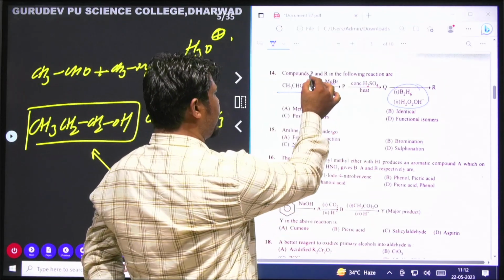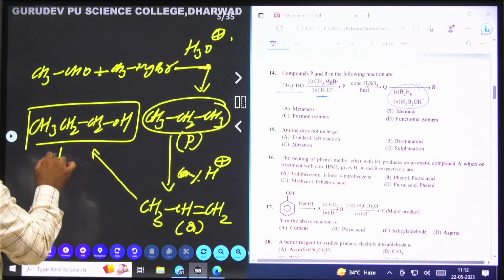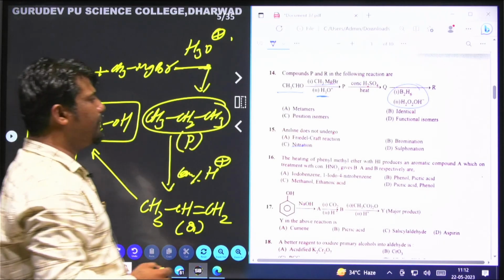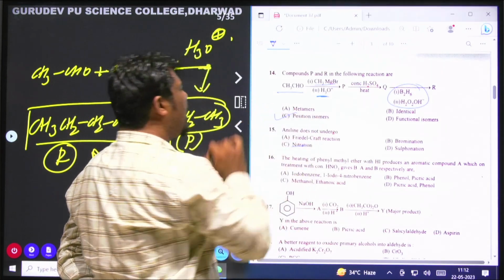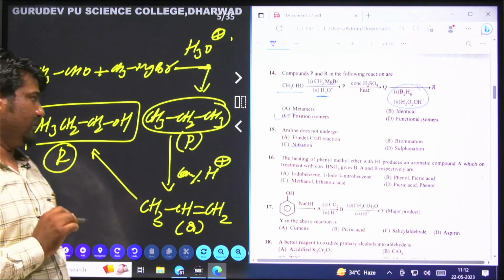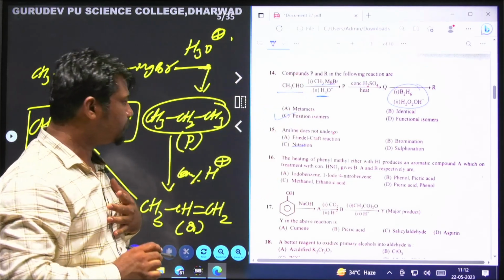The question asks about P and R. So this is answer P and this is answer R. These two, P and R, are examples of position isomers. That's the reason why the answer becomes C.